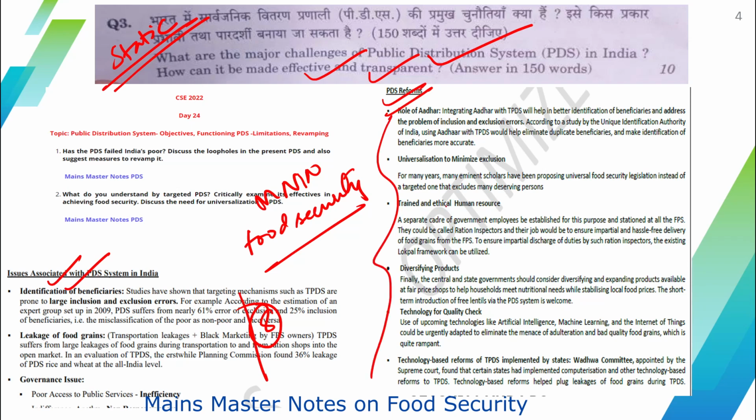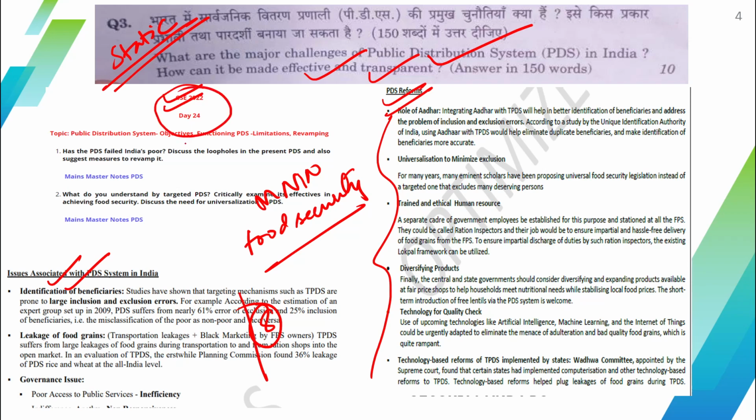How many points have you given? You can see in front of you: role of Aadhaar, role of universalization, trained manpower, diversifying products, technology, etc. I have given these. And you will be surprised that I gave the same question in the CSE 2022 mains daily answer writing: Has the PDS failed India's poor? Discuss the loopholes in the present PDS and also suggest measures to revamp it. Directly the same question I have given in the static test.